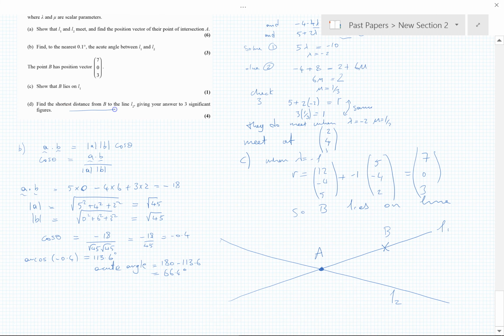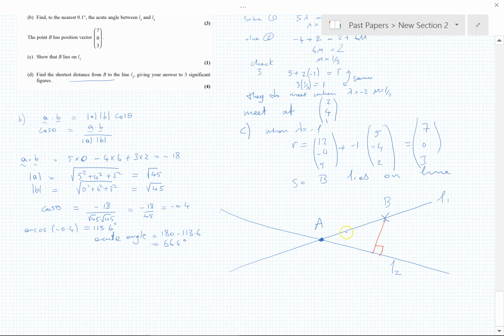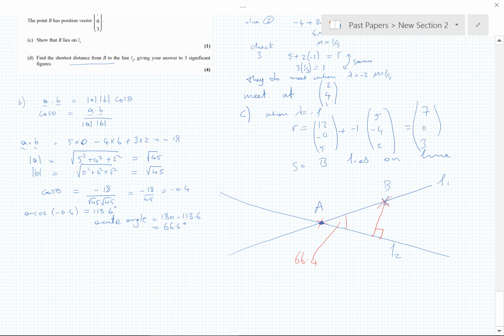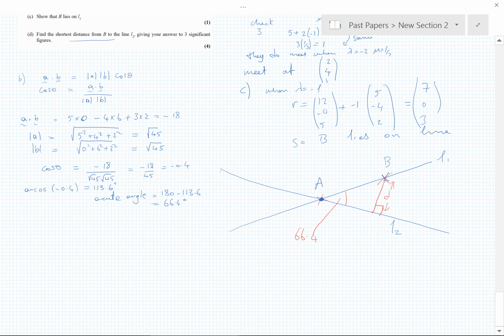And it says find the shortest distance from B to the line L2. So the shortest distance will be perpendicular. Let's draw this in red. So the shortest distance will be perpendicular to this. There. Okay. Well, we also know this angle, because this angle here is 66.4. And we can easily work out the length AB. So once we've got our diagram, we'll just use normal SOHCAHTOA geometry. Let's call this D, the shortest distance. And we can just do it. So let's just go back to blue.